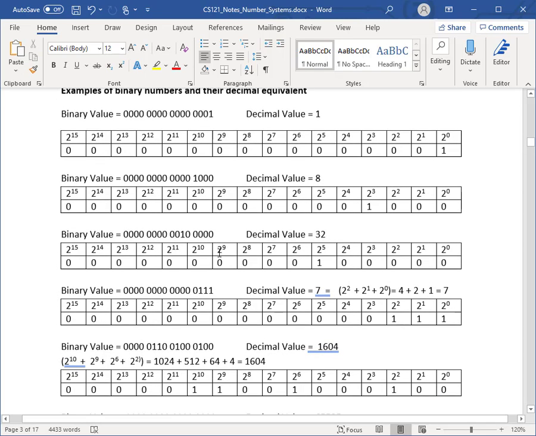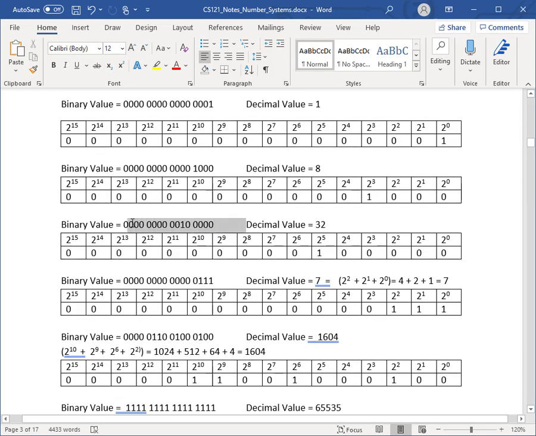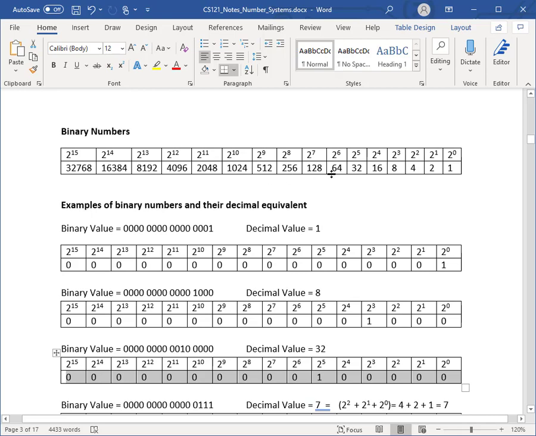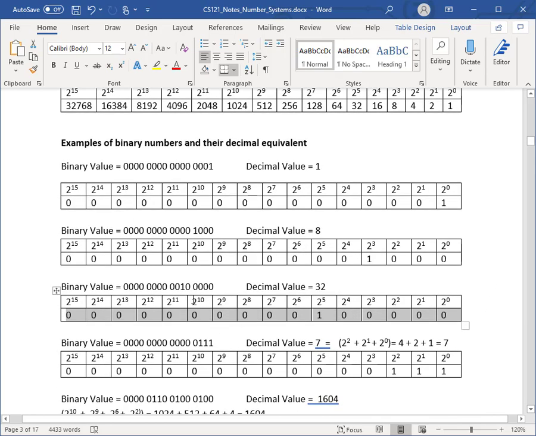Okay, continuing. Let's suppose we have this string. Okay, so now we have all zeros except there's a 1 here. So 1, 0, 0, 0, 0, 0 on the right side. And if we put that into our table, then we find that we have a 1 where we have the power of 2 to the 5th. So if we scroll back up, we see that 2 to the 5th is the decimal value 32. So this binary string here is equal to the decimal value 32.